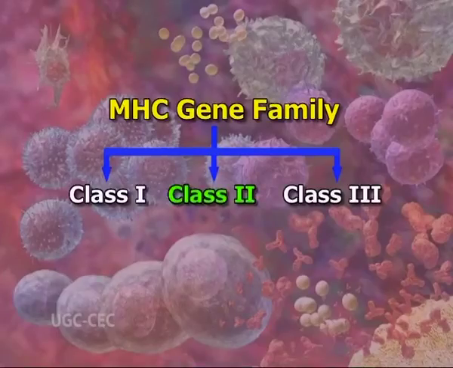Next is class 2 molecule. MHC class 2 is formed of two chains, alpha and beta, each having two domains: alpha 1 and alpha 2, and beta 1 and beta 2, each chain having a transmembrane domain, alpha 2 and beta 2 respectively, anchoring the MHC class 2 molecule to the cell membrane. The peptide binding groove is formed of the heterodimer of alpha 1 and beta 1. MHC class 2 molecules in humans have 5 to 6 isotypes.